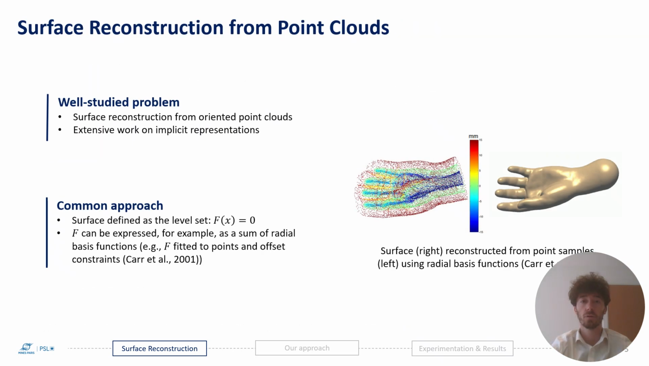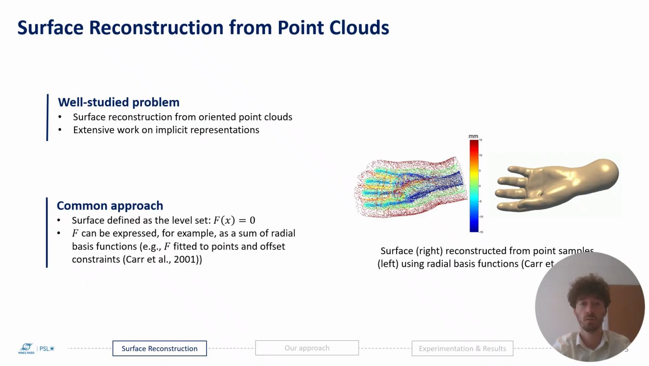Before presenting our approach, it is useful to look at a closely related problem that has been extensively studied in geometry processing: surface reconstruction from point clouds. In this setting, the input is a point cloud and the goal is to reconstruct a continuous surface from these discrete samples. A very common strategy, as discussed previously, is to represent the surface implicitly by defining a scalar function f of x, and then extracting the surface as the zero-level set, that is, all points such that f of x equals 0.